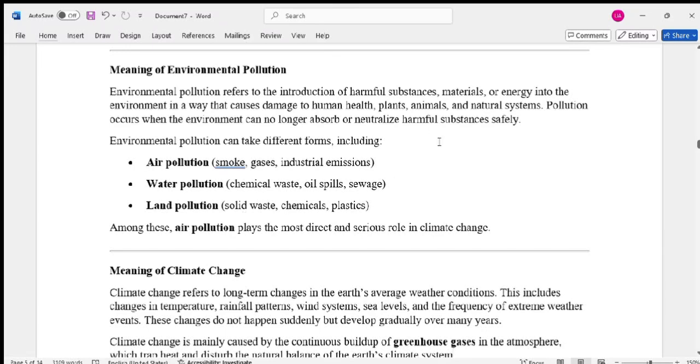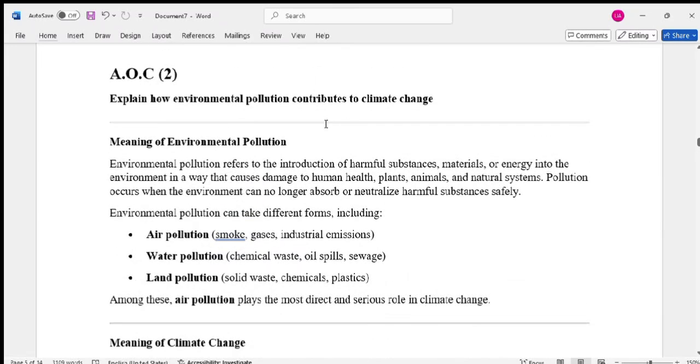So you have to understand what pollution is, what climate change is, and how pollution contributes to climate change. There is something that I'm going to explain, which is the greenhouse gases. Before going there, let me just read.